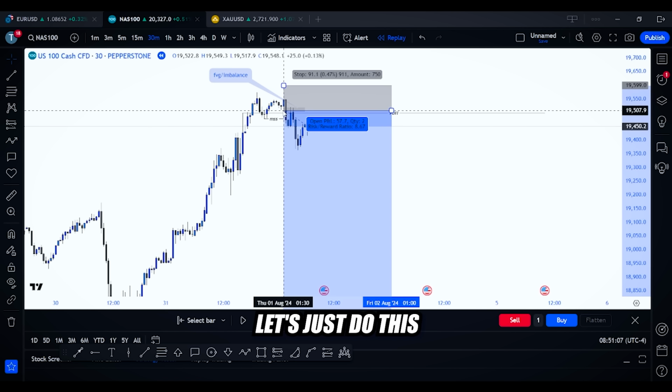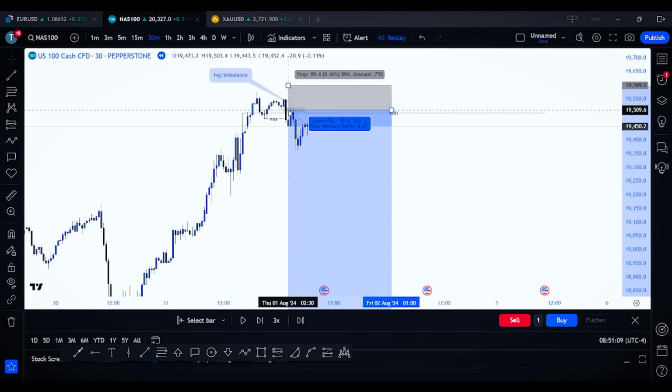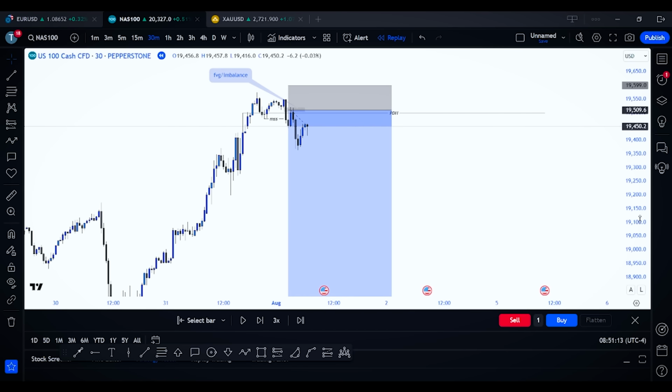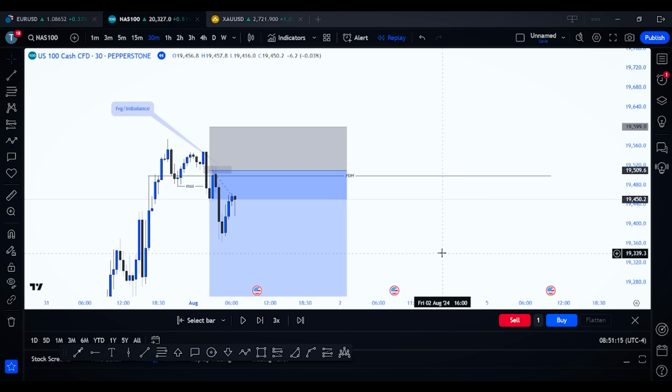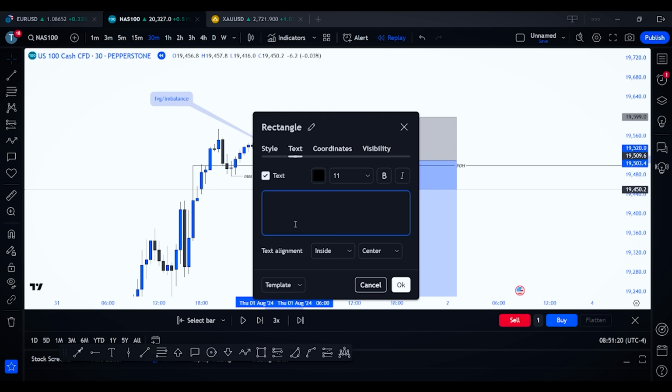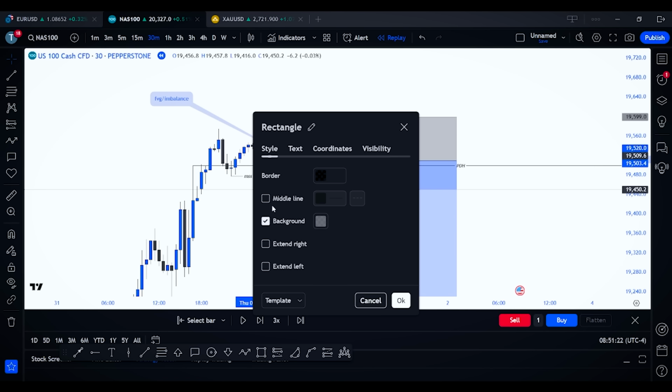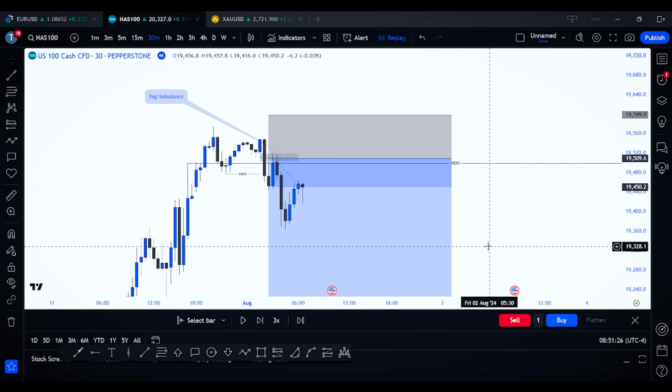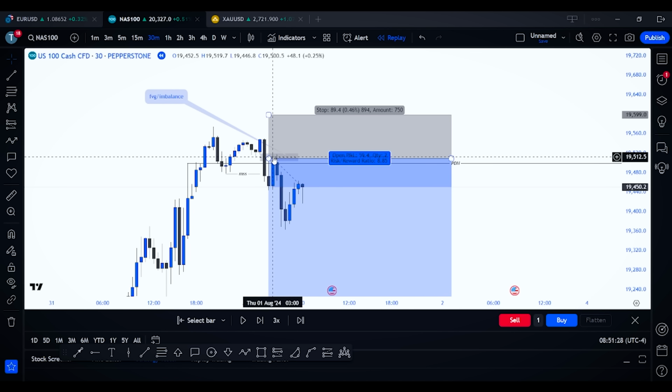Firstly, let's just do this so you guys can see that the trade has actually been triggered on the 50% of the fair value gap. Now, how do you see the 50% of the fair value gap, right? You actually do this. The 50% of the fair value gap is determined by this line right here. That's your 50% of the fair value gap that you need to enter at.